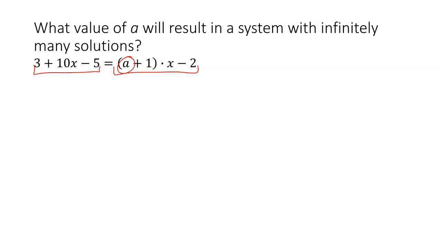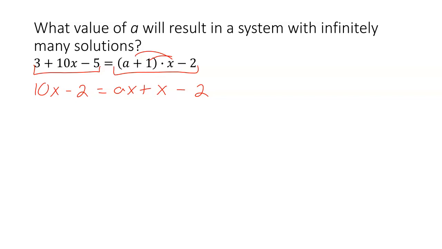On the left side, we can combine like terms: 10x minus 2. That's about as simplified as we can get, so we don't need to take the left side any further. On the right side, we can use the distributive property to get rid of those groupings, and we're left with ax plus x minus 2. Now we already have something in common. What do we have on both sides? Negative 2, a constant.